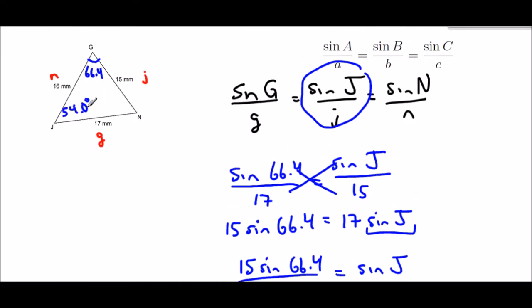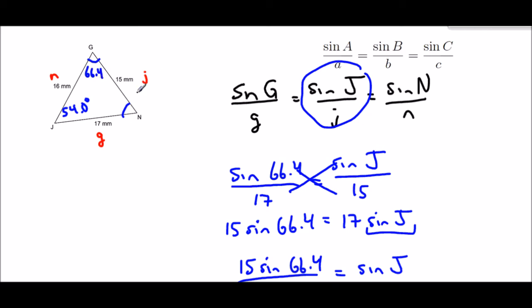So now that I know angle J, I could use the 180 rule to calculate the value of N. And there's nothing particularly wrong with that. But I'm going to save that. I'm going to use the sine law again, because if I calculate the angle N using the sine law, it's really quick for me to check that my angles add to 180. So it's a really fast way of checking that my math is right.